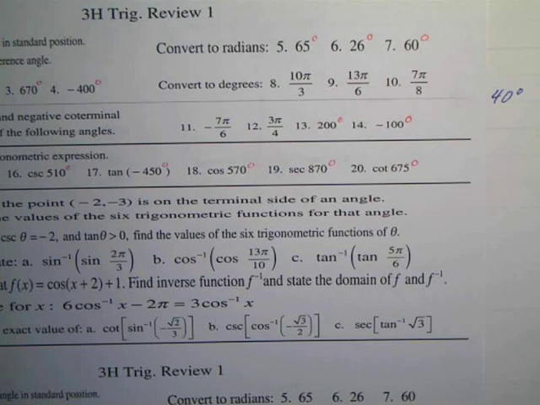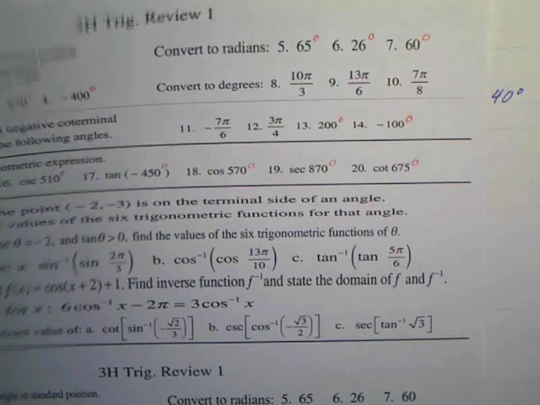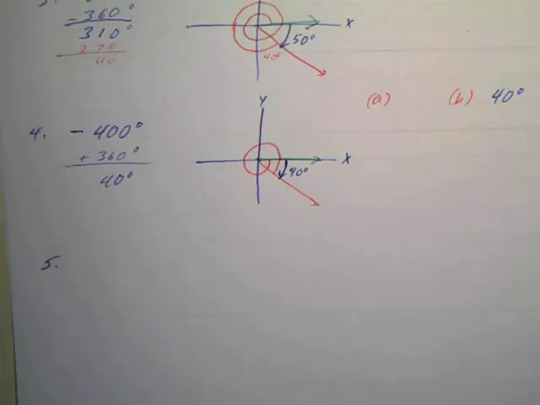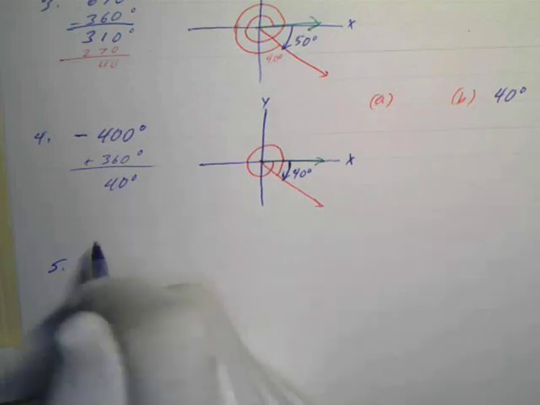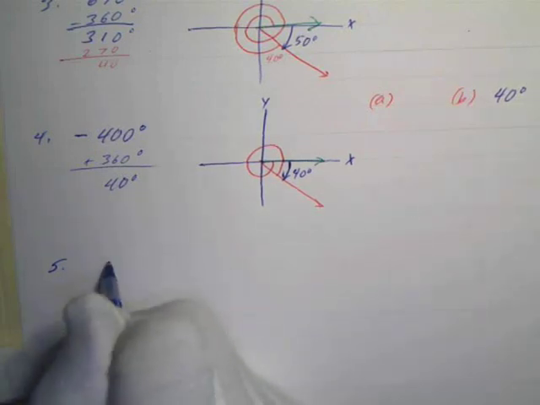Okay, some more of the trig review. Number 5, convert to radians. 5, 6, 7, 8, 9, 10, convert to degrees. So we'll start with 65 degrees. Write your units, they'll really help you know what you're going to do here. So 65 degrees.